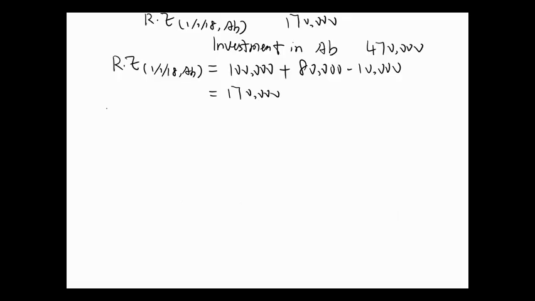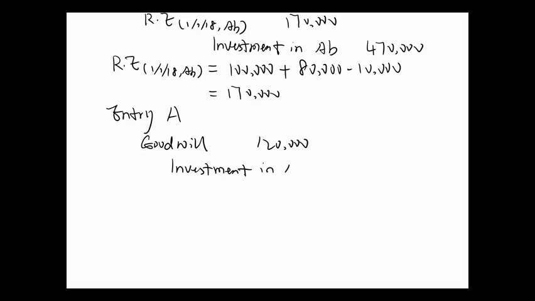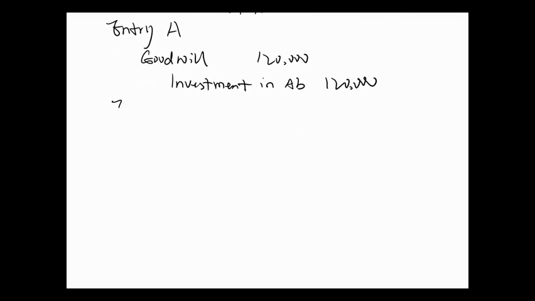Next one is entry A. Entry A is going to be the same in the second year because we do not amortize goodwill, and also assume there's no impairment of goodwill. So we debit goodwill 120,000 and credit investment in Epsilon 120,000. So this is entry A.